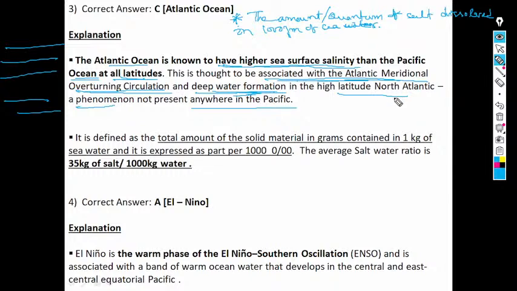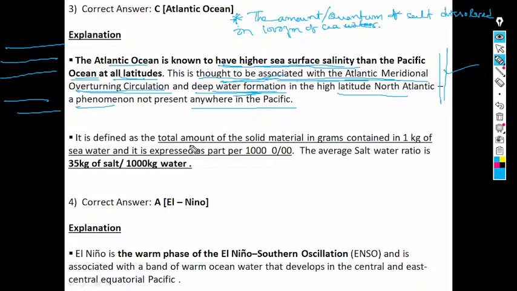In the high North Atlantic, this phenomenon is not present everywhere in the Pacific. Particularly this meridional circulation, the Atlantic Meridional Overturning Circulation, is thought to involve deep water formation in the high latitude North Atlantic. This could be a main cause of why the Atlantic Ocean has much salinity.